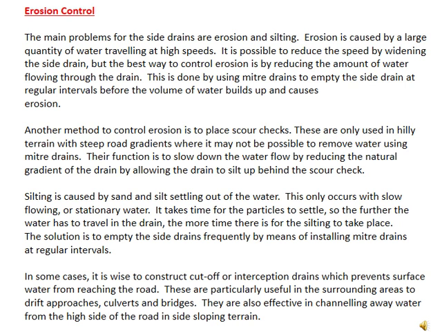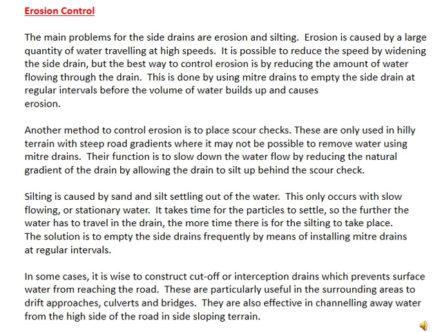The main problems for the side drain are erosion and silting. Erosion is caused by a large quantity of water traveling at high speed. It is possible to reduce the speed by widening the side drain, but the best way to control erosion is by reducing the amount of water flowing through the drain. This is done by using mitre drains to empty the side drain at regular intervals before the water builds up and causes erosion. So this is for erosion control.